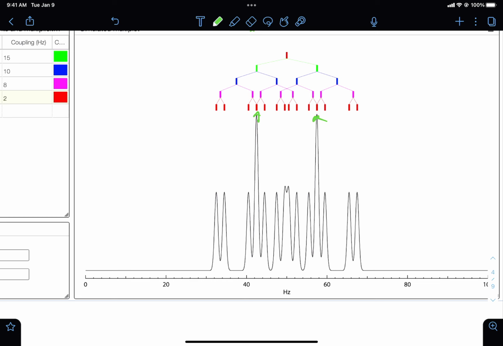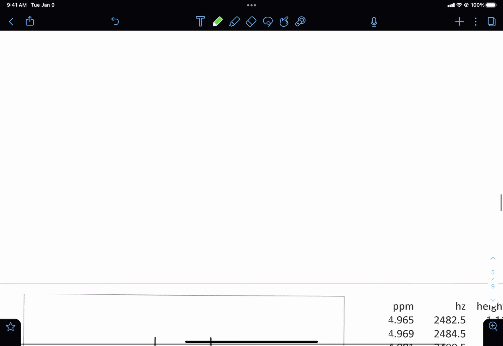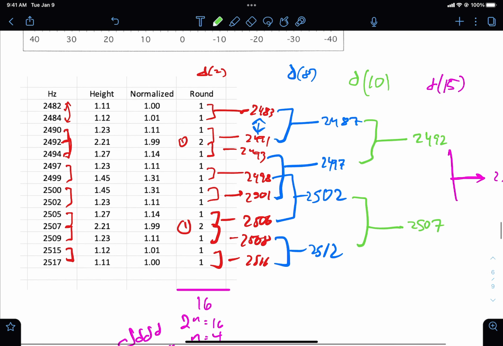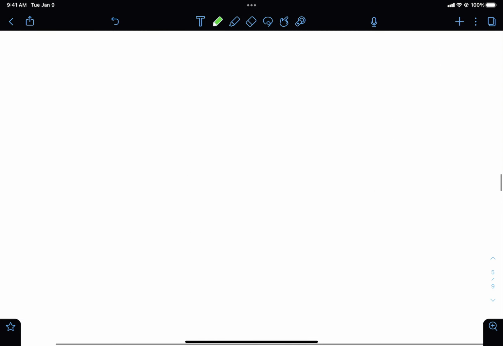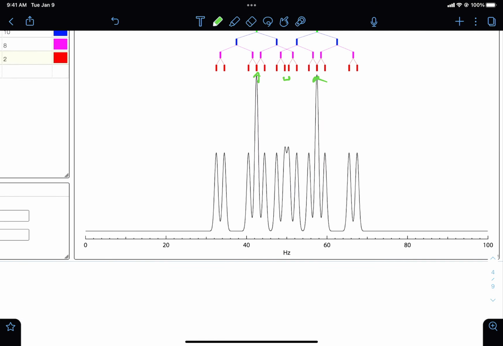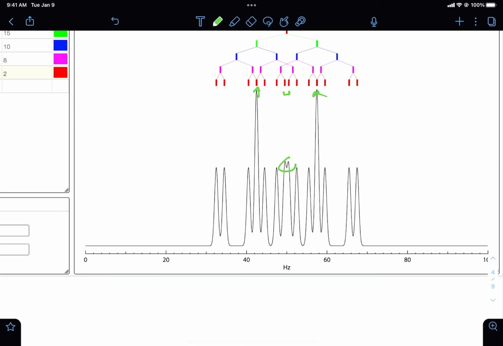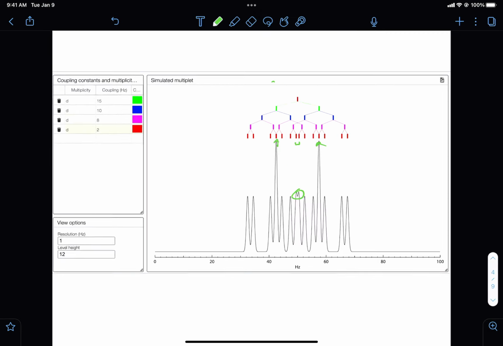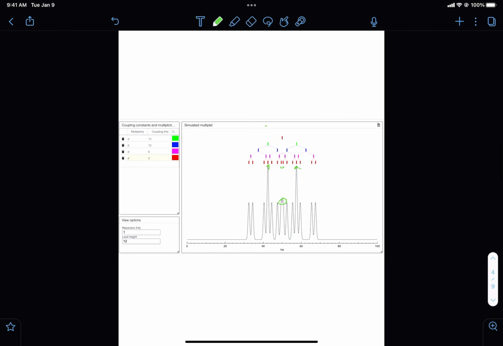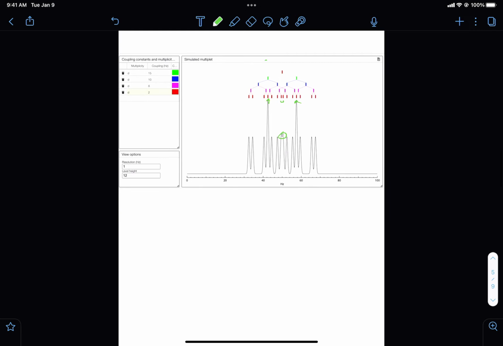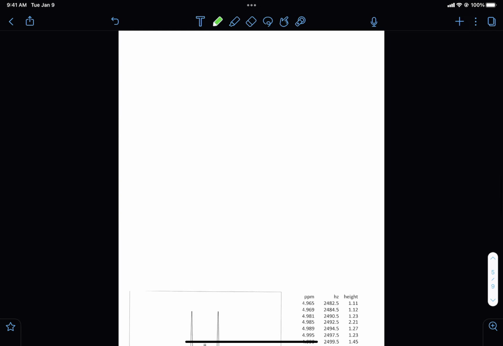These middles are only separated by 1 hertz, right? If you go back and look at our original list, here we had 2499 and 2500. Those signals are almost right on top of each other. That's these. So this is the answer, right? But we solved it by working from the bottom up. We found the first splitting, then the second splitting, then the third splitting, then the fourth splitting.